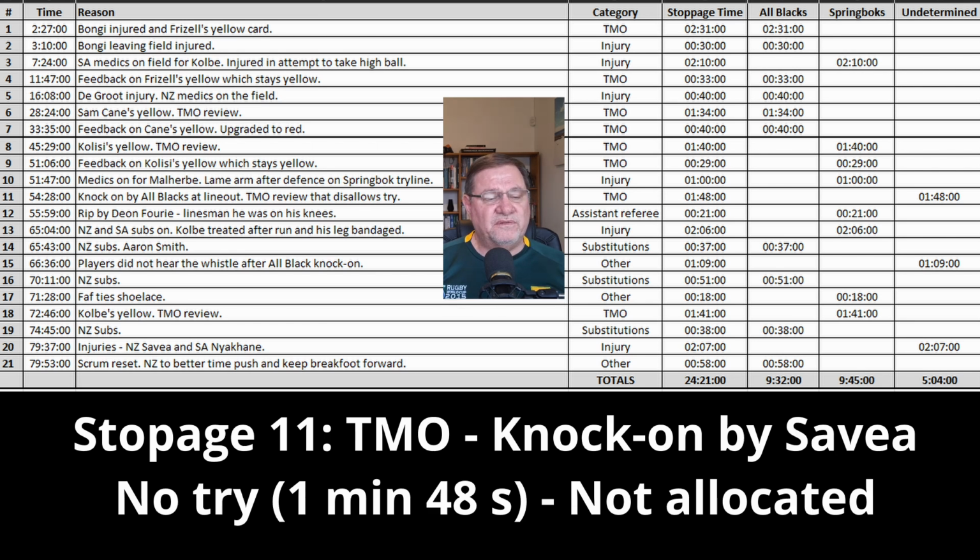So in the 45th minute and 28 seconds, there was a knock-on by the All Blacks at the line-out, and the TMO review disallowed Aaron Smith's try. So the stoppage was caused by the TMO. The total stoppage time was 1 minute 48 seconds, and because both teams were at fault in this instance, the All Blacks for the knock-on and the Springboks for the penalty, I did not allocate the 1 minute and 48 seconds stoppage time to any of the teams.